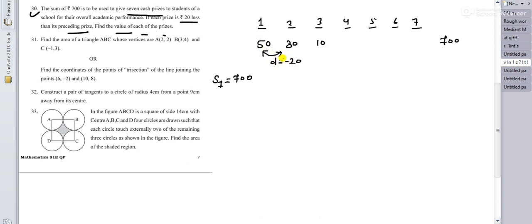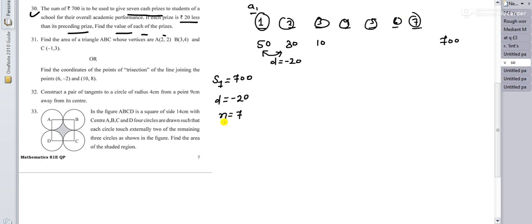It is minus 20, right? So the difference is minus 20. Remember this. And now n is also given, that is, the total number is 7. What you have to find? Yes, you have to find the value of the first, second, third, fourth, fifth, sixth and seventh terms, meaning a1, a2, a3 and so on.